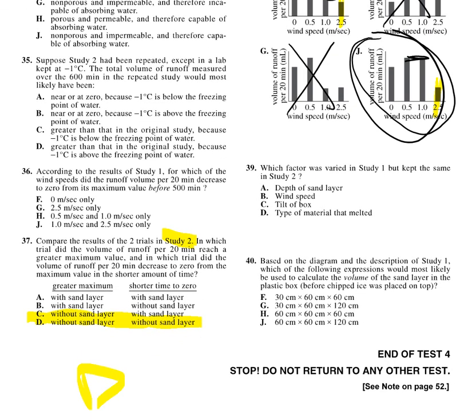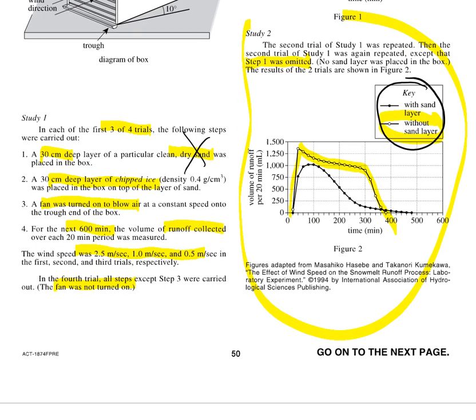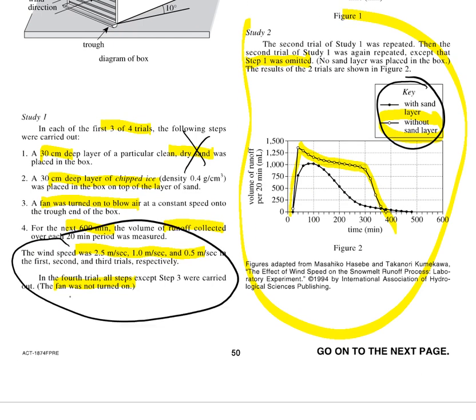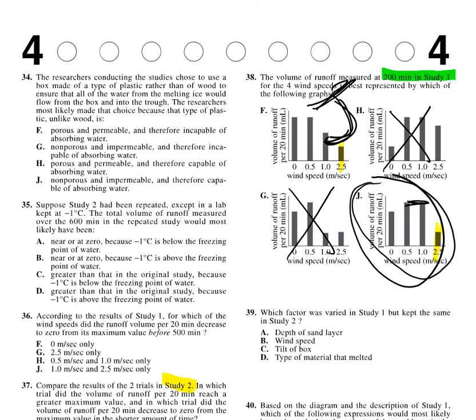And then 39, which factor was varied in study 1 but kept the same in study 2? And so the only thing that was changed really in study 1 was right down here. It talked about the wind speed. There were 3 wind speeds and then no wind speed. And so right off the bat we can just go straight to the correct answer as being B.